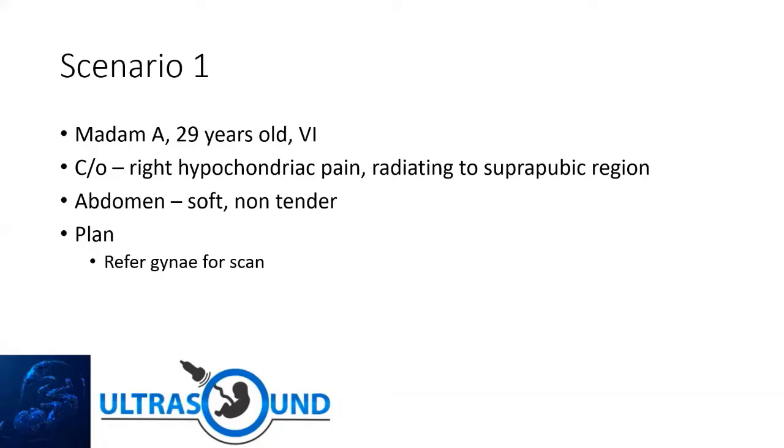All right, so it is a common scenario that you have a lady, 29 years old, virgo intacta, who complains of right hypochondriac pain, which radiates to the suprapubic region. On examination, the abdomen is soft, non-tender, and not surprisingly, the plan is to refer gynae for scan.